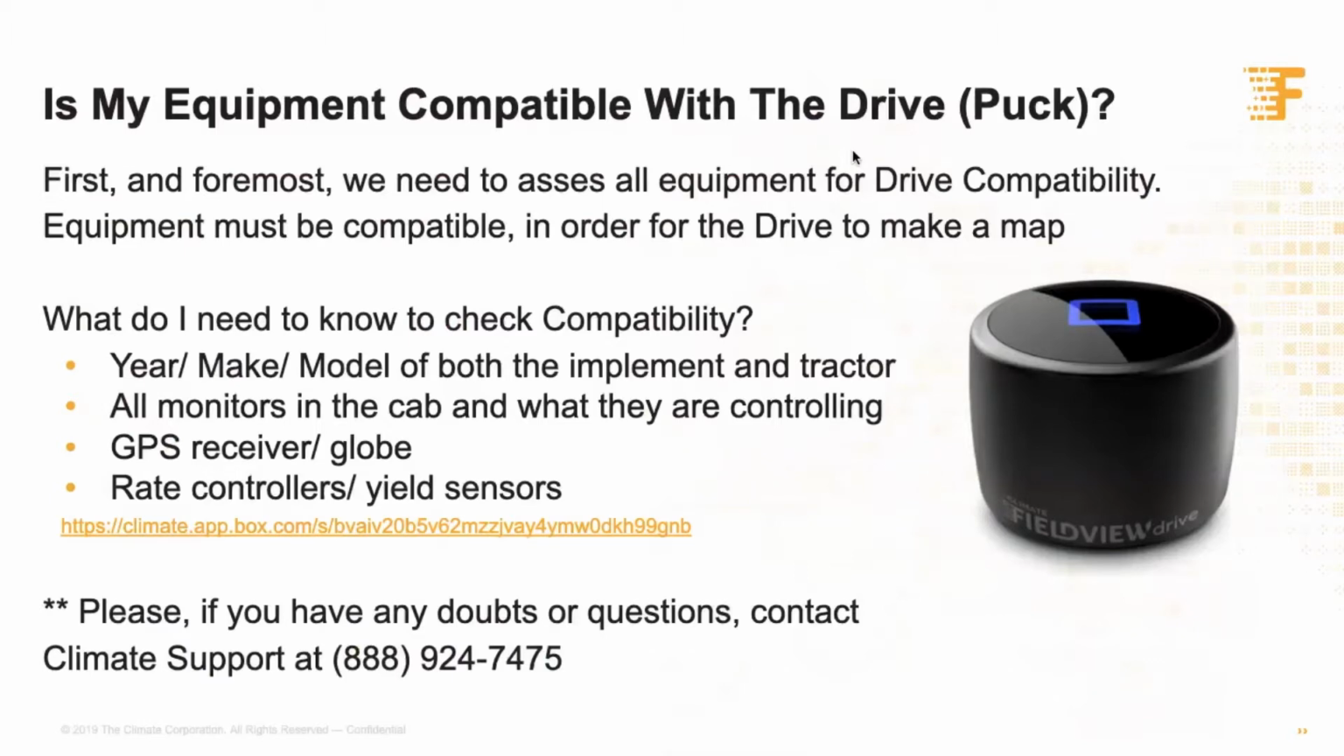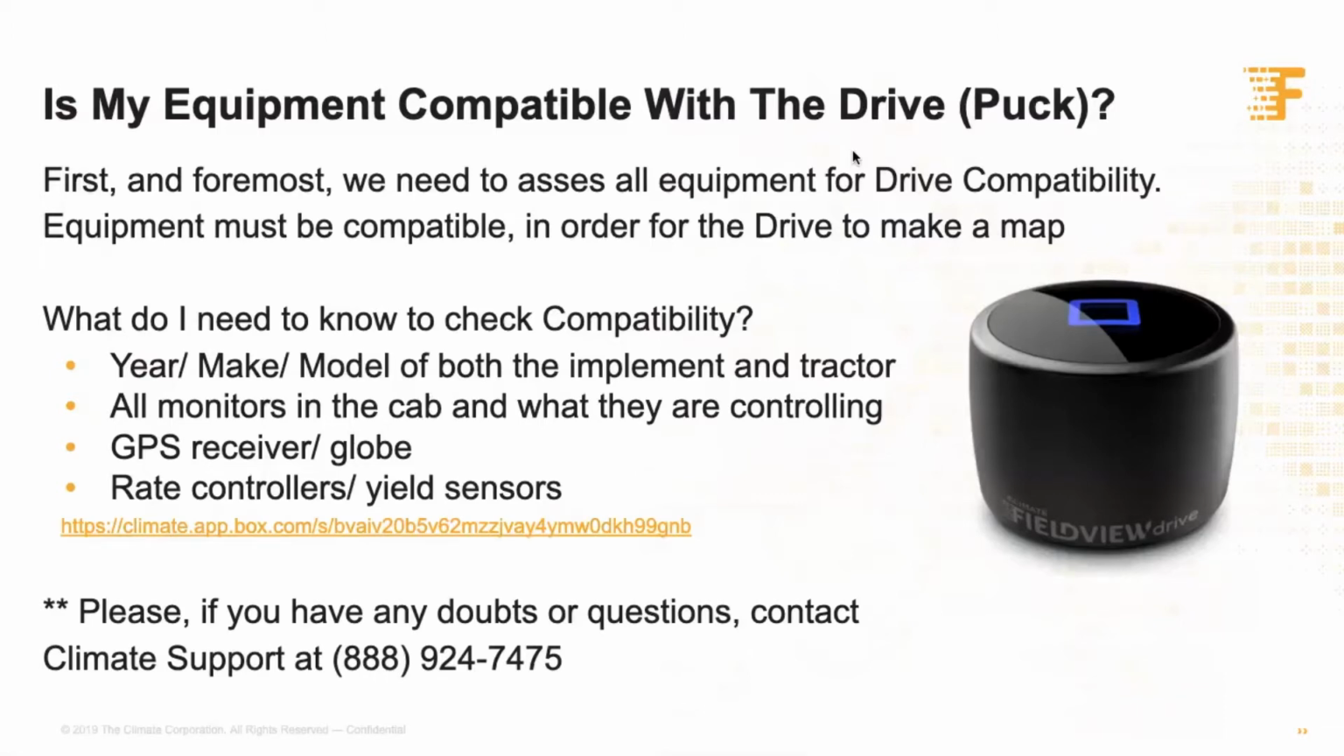The things you need to check, things you need to know would be the year, make, model of both the implement and the tractor. So every piece of equipment that's involved in that, from the planter to the tractor, if it's a seeder setup, so your air cart, your seeder, your tractor, every piece of machinery involved there we need to know the year, make, and model of that. All of the monitors that are in cab, we need to know. So sometimes there's 2 or 3 monitors in there. They're all running different things, whether it's from a fertilizer to the seeding to the auto guidance. We need to know what monitors they are and then what they're controlling, what their job is.